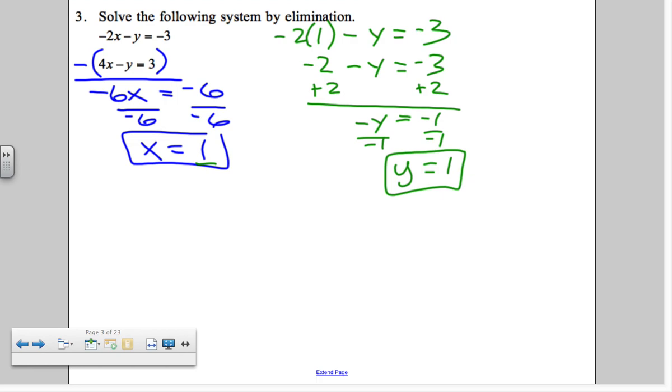And again, you could check that. You know, this kind of shows that it works in the top equation. If I wanted to check the bottom equation, I'd take 4 times 1 minus y, and I should get 3. Which I do.